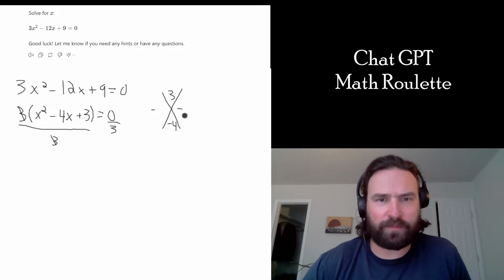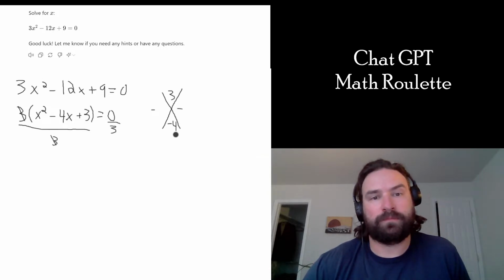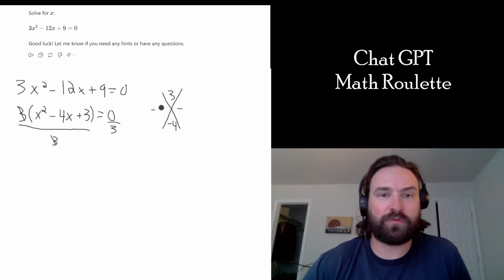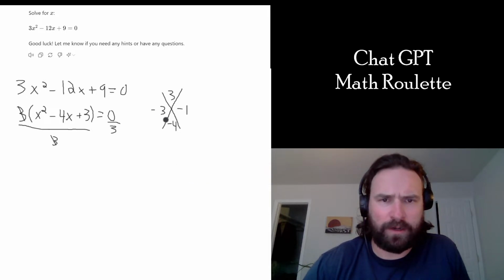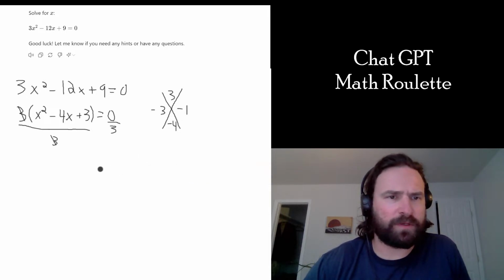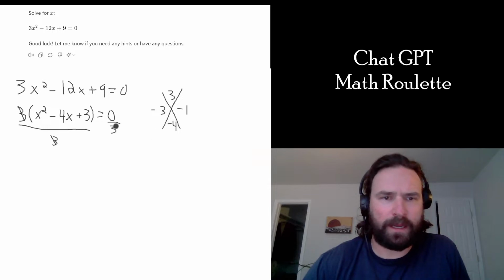Now that we know that both numbers are negative, we're looking for factors of 3 that add to 4. There are only 2 factors of 3, so we only have 2 options here. It's 3 and 1. So negative 3 and negative 1 are our numbers that we're getting from this little thing that we're doing over here.